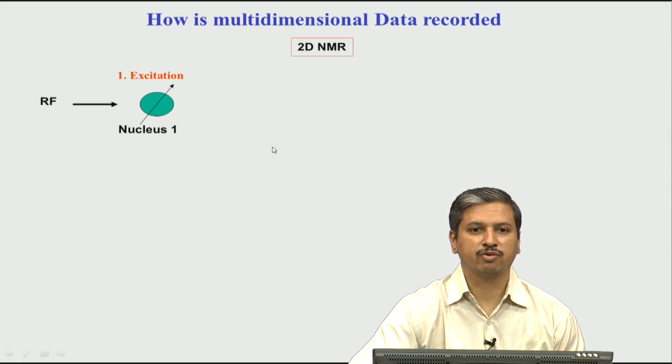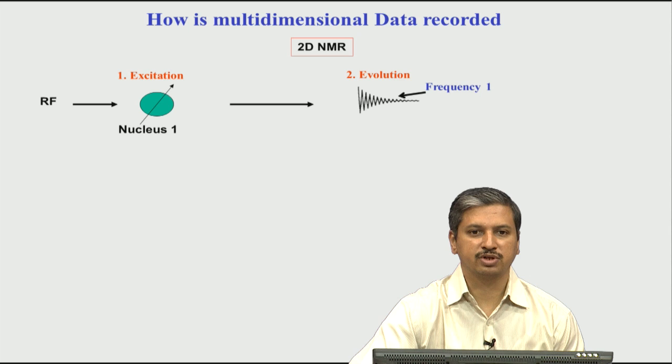The first thing we do is that we start with an RF pulse. This is similar to what we do in 1D NMR. We apply an RF pulse, that is called excitation. So, we excite a nucleus from alpha state to beta state by applying an RF pulse. That is the first thing we do in any NMR experiment. So, the same thing starts here also, in 2D we start with that.